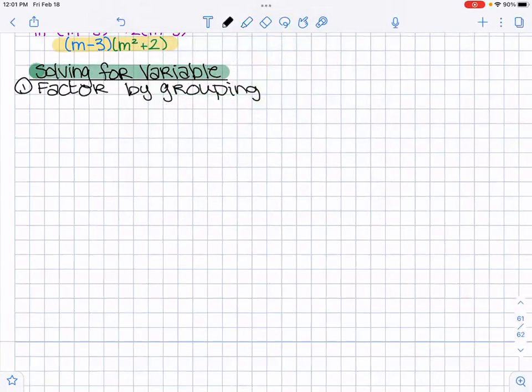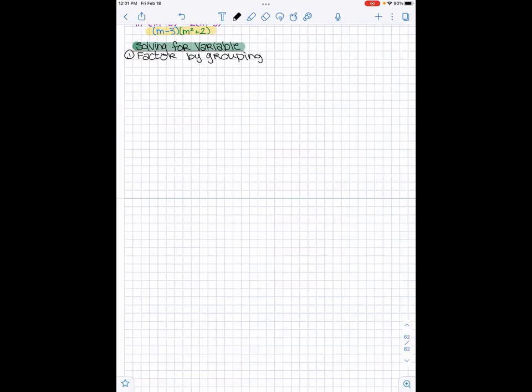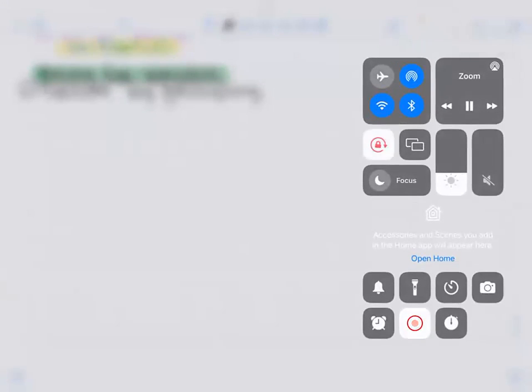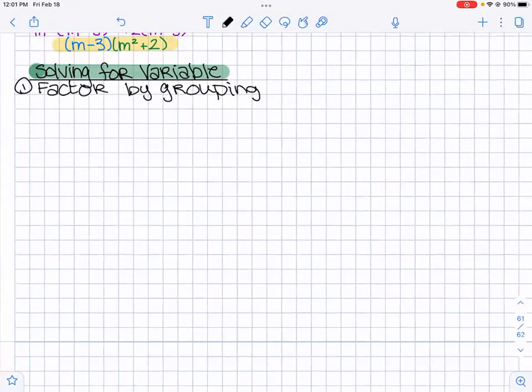Okay. So after you go through this process, you have your two sets of parentheses. Your two sets of parentheses become your possible answers. So what happens is you set the parentheses equal to 0.